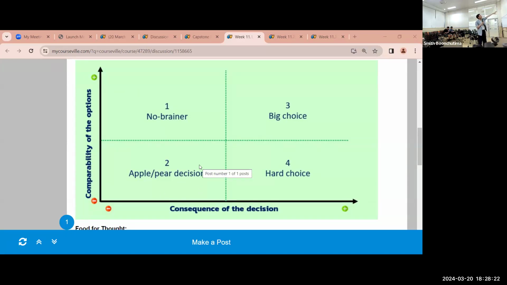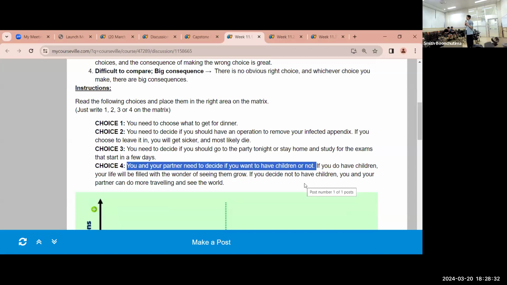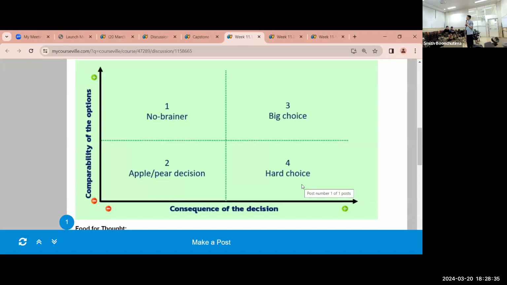And then comparing with choice number 4, to have a kid or not to have a kid is a big decision, and the consequence is very big. So it's going to be a hard choice, because although having a kid is good in a way, not having a kid is also good in another way. So it is kind of a hard choice compared to the first one. We have to compare things.